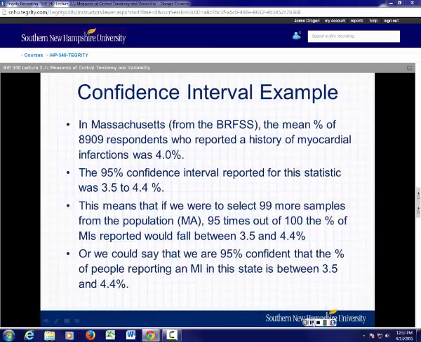Another way we could say this is we are 95% confident that the percent of people reporting a heart attack in this state is between 3.5 and 4.4%. So this is taking information from a sample and making an assumption about the population. We calculate this confidence interval, and we have some range within which the population statistic should fall.